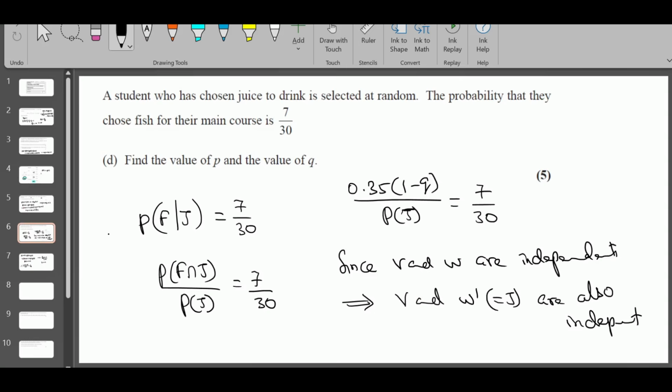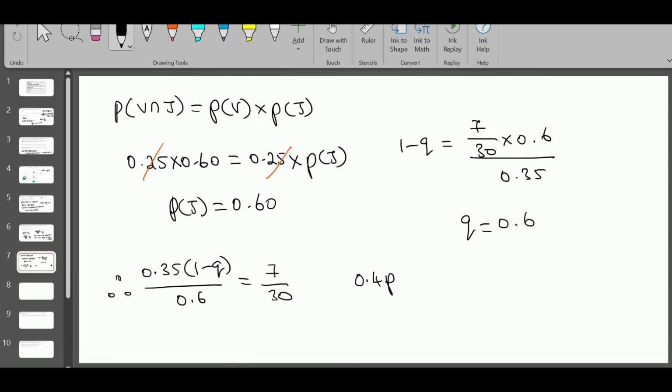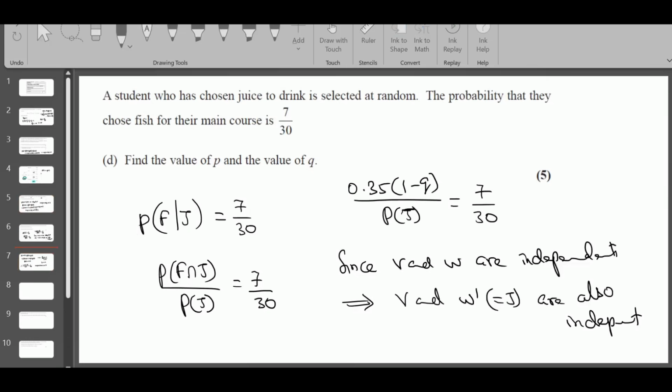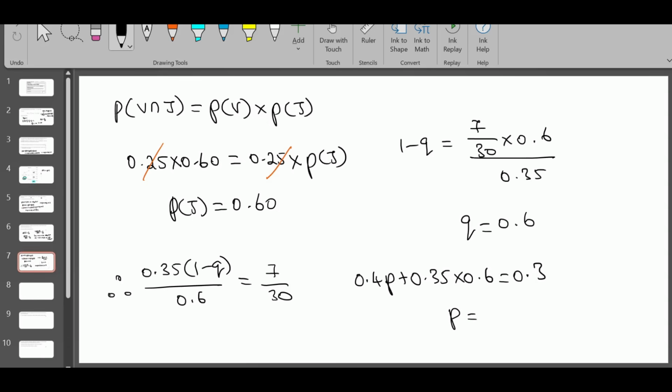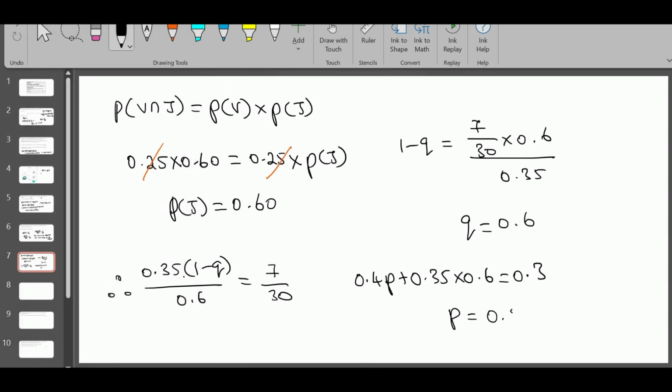Now we have an equation here in the previous part. Sub in the value of Q here, you can get 0.4P plus 0.35Q is equal to 0.3. Correct? That's the equation, yes. So make P the subject. You're gonna get 0.3 minus 0.35 times 0.6, divided by 0.4. 0.225 is the value of P.